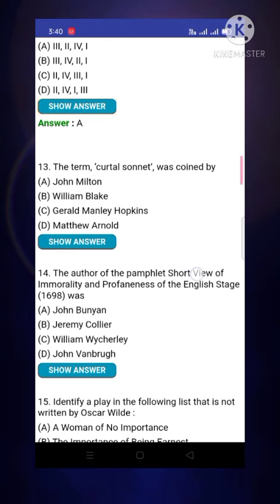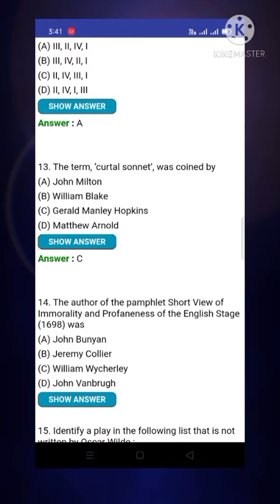Now the 13th question. The term curtal sonnet was coined by option C, Gerard Manley Hopkins. In short, we always say G.M. Hopkins. This is the man who coined this term, curtal sonnet.